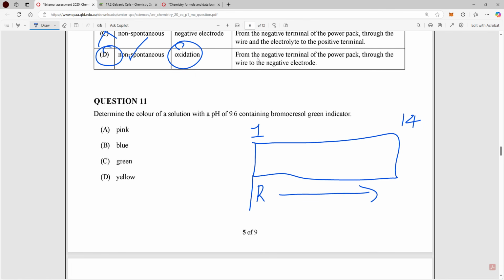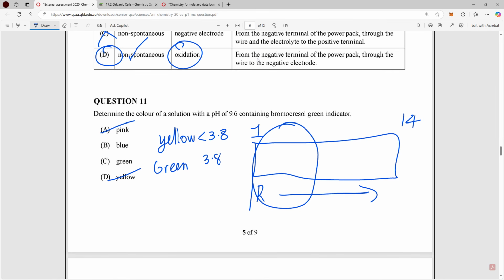Now, because it's 9.6, that's going to be very close up this end. So straight away, I know for a fact it's not going to be pink or yellow, because that's going to be on the acidic end, closer to red, which is closer to the lower numbers. Now, I said originally green, but the actual answer is blue. But if you actually learn some stuff a bit, yellow is going to be the color if it's less than 3.8. Green is going to be between 3.8 and 5.4. And it's going to be blue if it's greater than 5.4. Now in this case it's greater than 5.4, so the color you're going to see is blue.